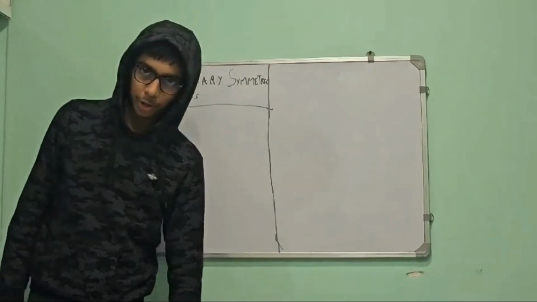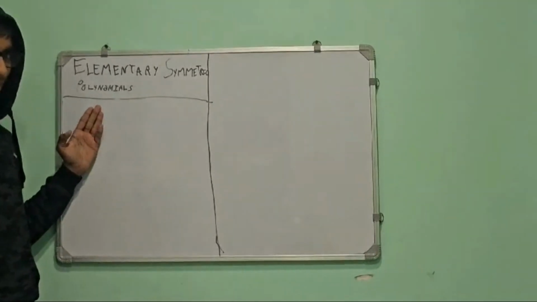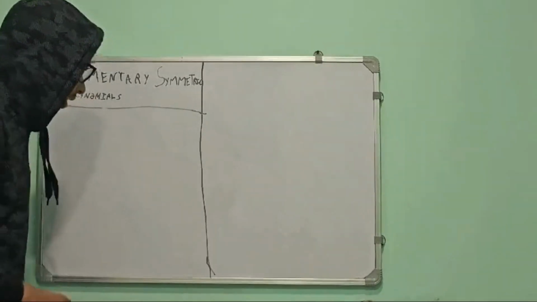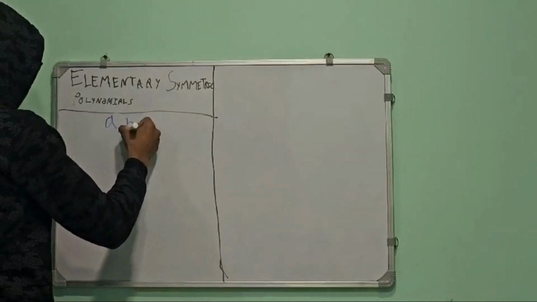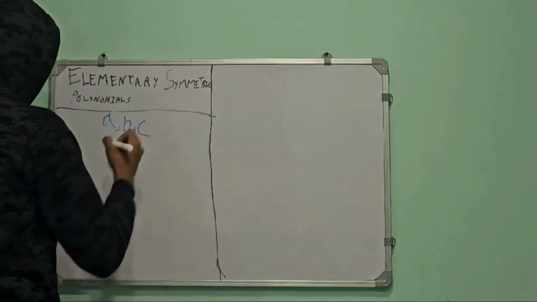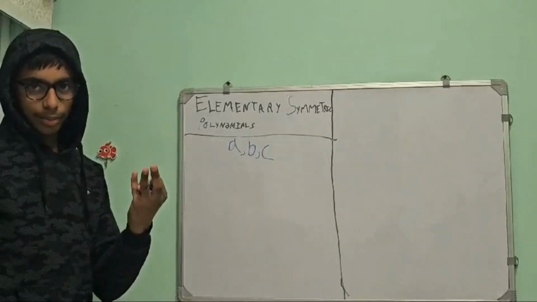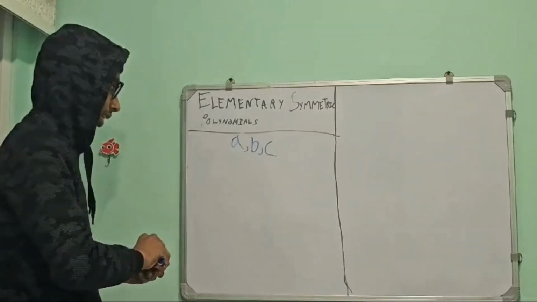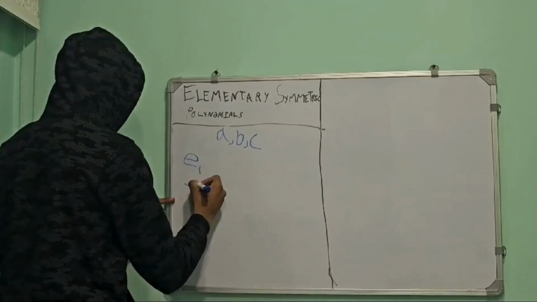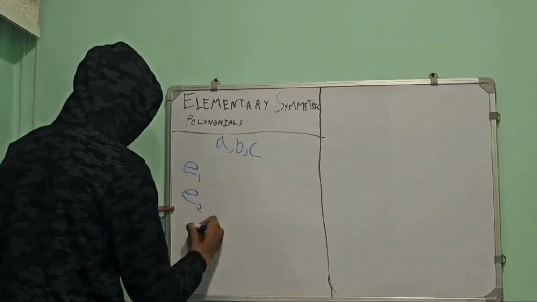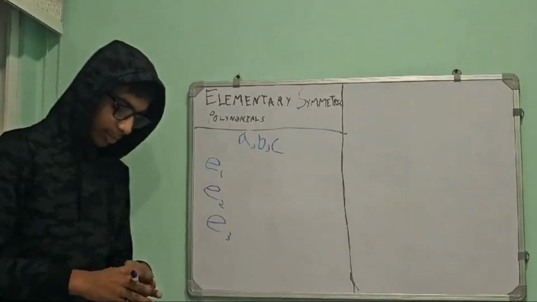Today we'll be learning about Vieta's formula, and to understand that we will first be learning about elementary symmetric polynomials. Let's say we have three variables a, b and c. So we have three variables and this will allow us to form three elementary symmetric polynomials e1, e2 and e3. So let's figure out what they will be.